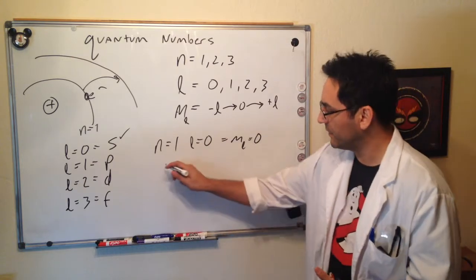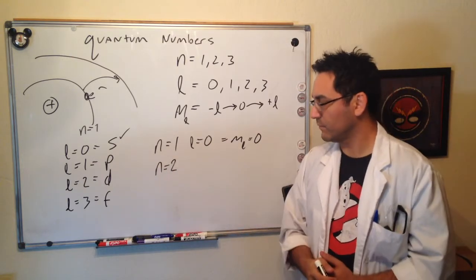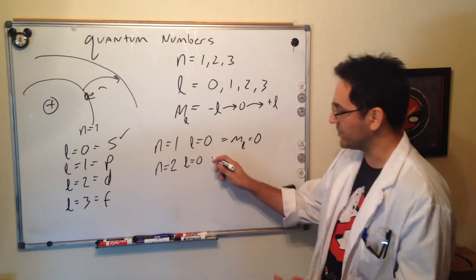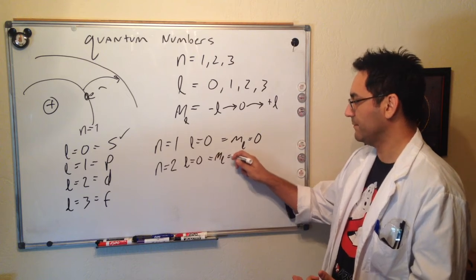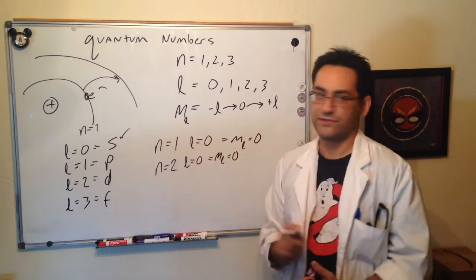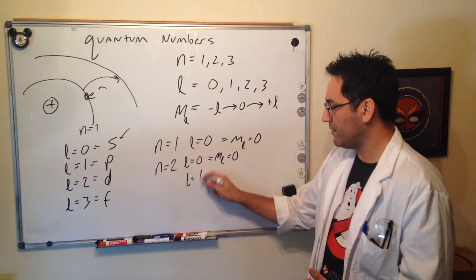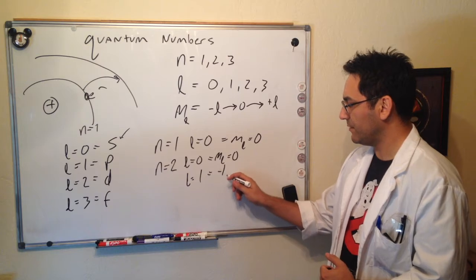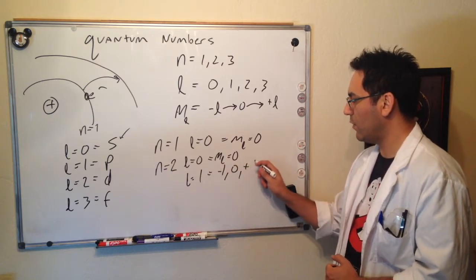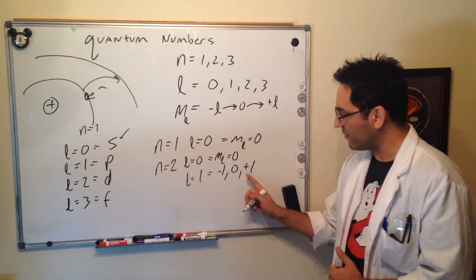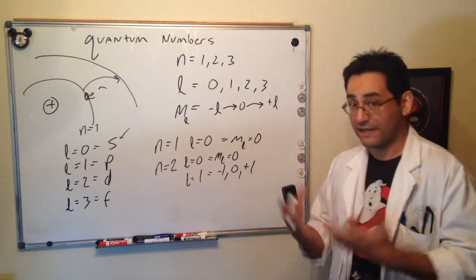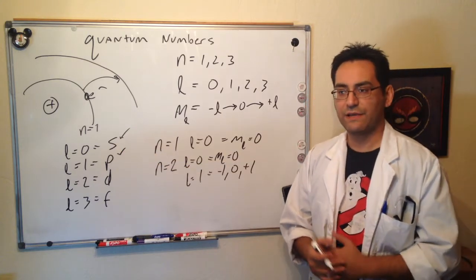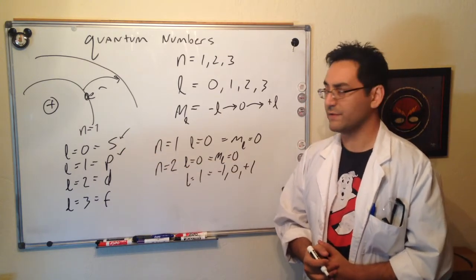Let's take a different scenario. Let's say n equals 2. Okay, what are the values of L? Well, L can be 0, which would make ml 0, which would mean we get an s shell. But L can also be 1. And if L is 1, that means ml can be negative 1, 0, or positive 1. That gives us 3 different equivalent p shells. And so this is where we start getting something called degenerate orbitals.